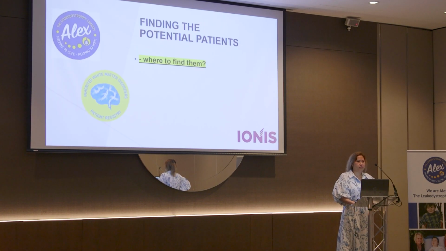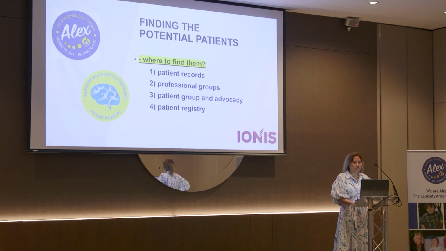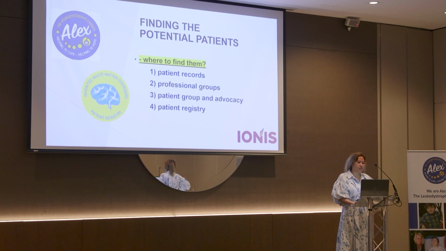First of all, where to find the potential candidates. We looked through the patient records in our system, and obviously we sent out emails to the professional groups all over the country: are there any possible ones that you can recommend? And of course, we reached out to Alex TLC and other groups to find out if there is anyone they can recommend. And now there's an up and running inherited white matter disorder patient registry, which is going to be more helpful in the future. And as the trial went along, we also received a lot of referrals from the local pediatrician and neurologist as well. So there are 5 resources that we were trying to recruit patients from.